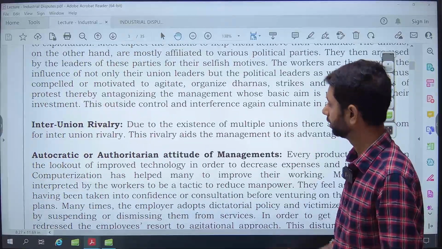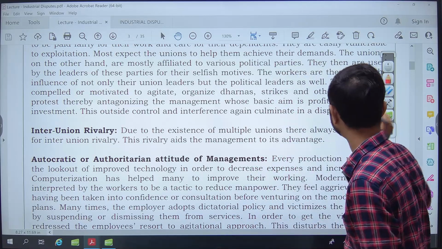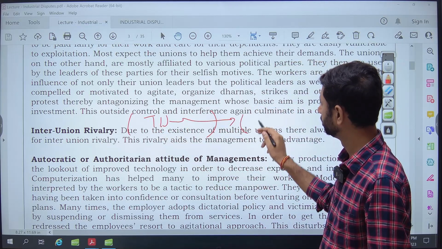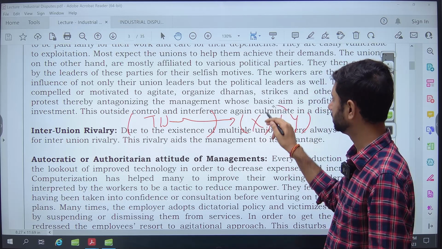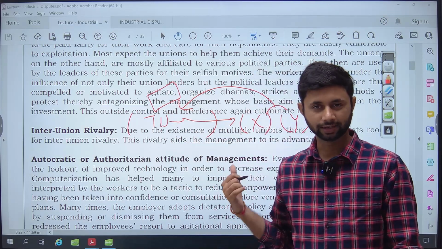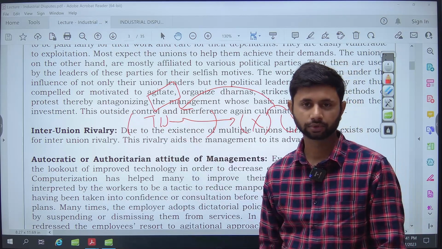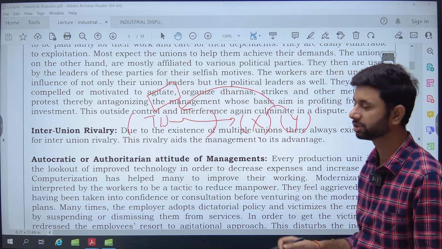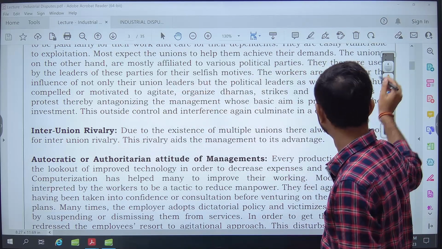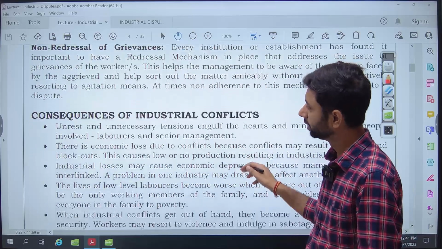Next thing is inter-union rivalry. In various organizations, there are numerous factions within the trade union. Factions, what do we mean by that? That there is not a single trade union, or within this trade union, two parties, X and Y, compete against each other to become a formal member that can negotiate with the management. It's like an election. So two different parties are competing in an election to get the highest seat of the trade union. Between these two parties, the workers might get involved in some disputes. So these things can also lead to industrial disputes. This I've already explained to you: autocratic authoritarian attitude of management, non-redressal of grievances. This I have already explained to you.